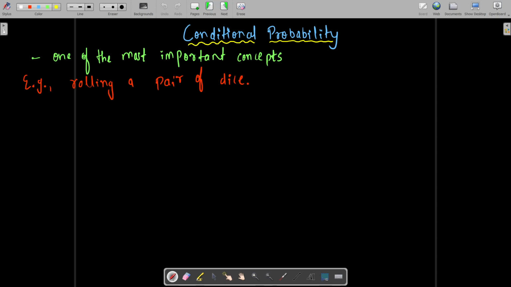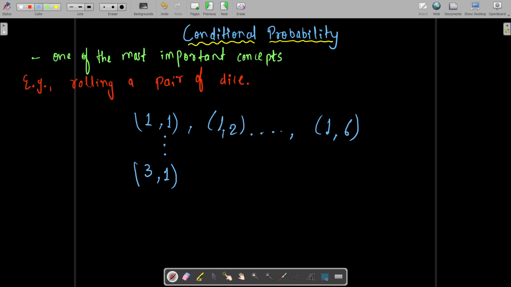Firstly, we'll go through an example, and then we'll see the actual definition, how it is derived in an intuitive way. So let's say we are rolling a pair of dice, correct? And we all know that when we have a pair of dice, then we have in total 36 outcomes, like 1 1, then 1 2, and up till 1 6, and the same goes for 2 1, 2 2. Then let me write just 3 1. I'm just keeping the 2 1, 2 2 row, but you can write it if you want to.